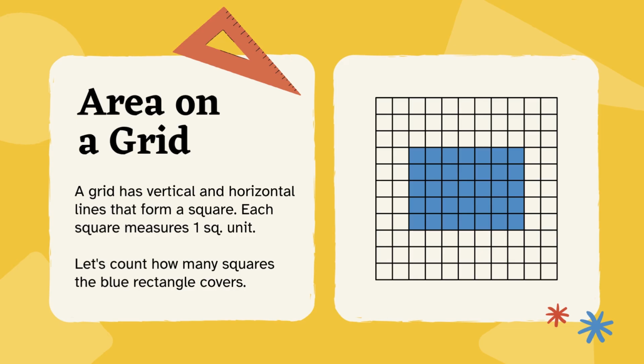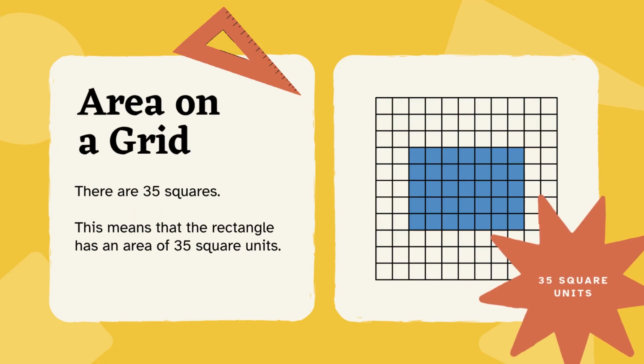The first strategy is area on a grid. And this is basically placing the shape on a grid and counting how many squares. So we could go through and count each square individually, or we can take the total units across and down and multiply them. So across the top we have 7 and down the side we have 5. That gives us 35 square units. This is very simple if you have a square or a rectangle. With a rhombus, it gets a little bit more complicated.